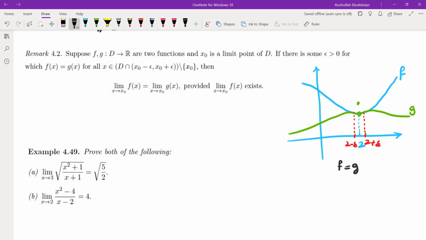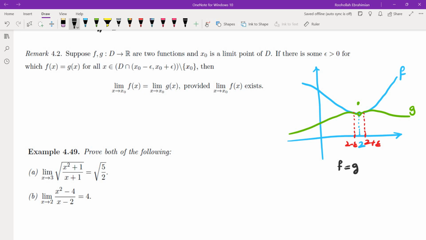Nothing else really matters. Okay, so suppose f and g are two functions. X naught is a limit point of the domain. If there is some epsilon positive for which f of x and g of x are the same for all x inside D intersected with the interval from x naught minus epsilon to x naught plus epsilon, excluding x naught, so we do not include x naught because, again, the value of the function at that point doesn't matter, then the limits are the same, provided that the limit of one of them exists.